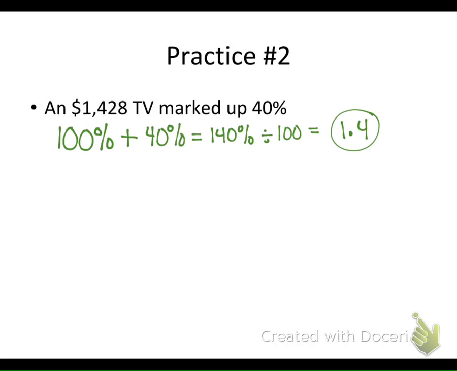So my last step now is multiplying 1,428 by 1.4. So I'm going to take my 1,428 times my multiplier, which is 1.4. When you type that into your calculator, you get 1,999.2.